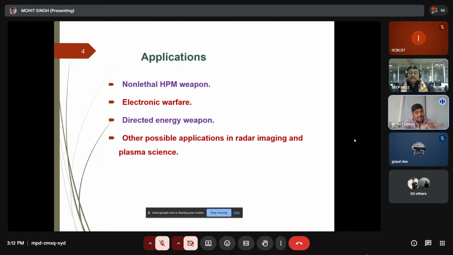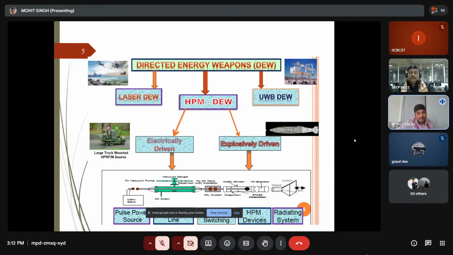This means these are applications of high power microwave. Another application is in radar imaging. Now I will show you a few directed energy weapon applications. See, all these are directed energy weapons which are used in military applications.